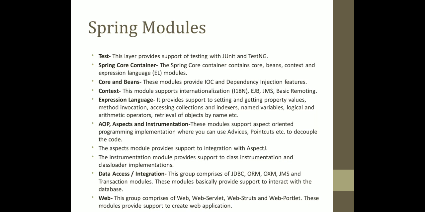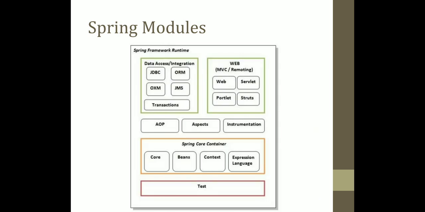So we can say that the core part of this container is the module that contains the basic fundamental parts of the Spring framework, and it provides the IOC and dependency injection features. Beans is the second part, and you can see it in the diagram also. The Spring Core container is here.